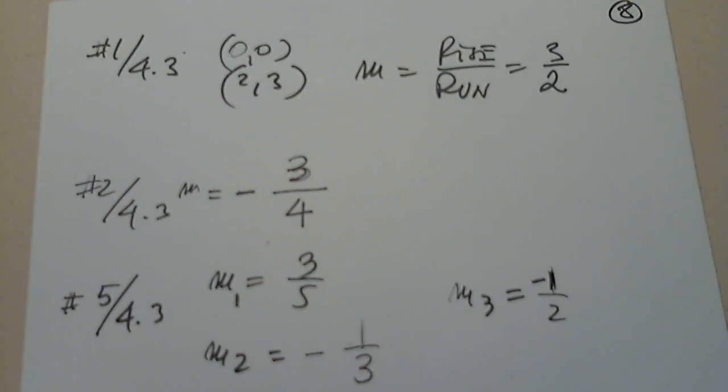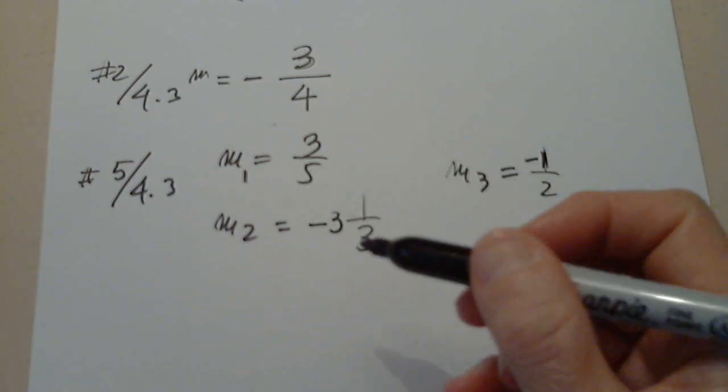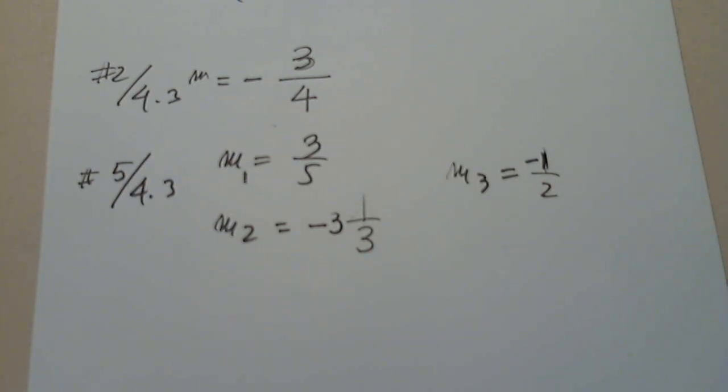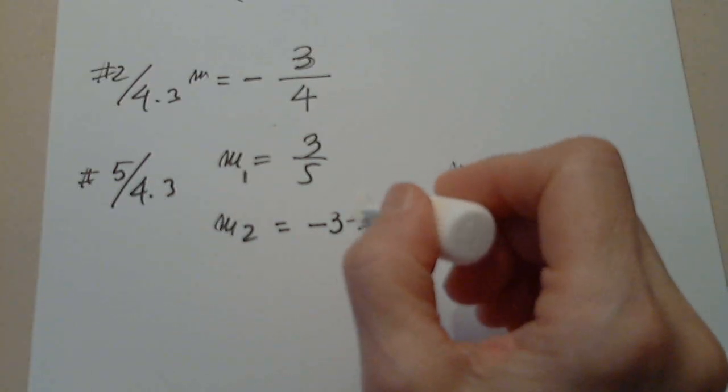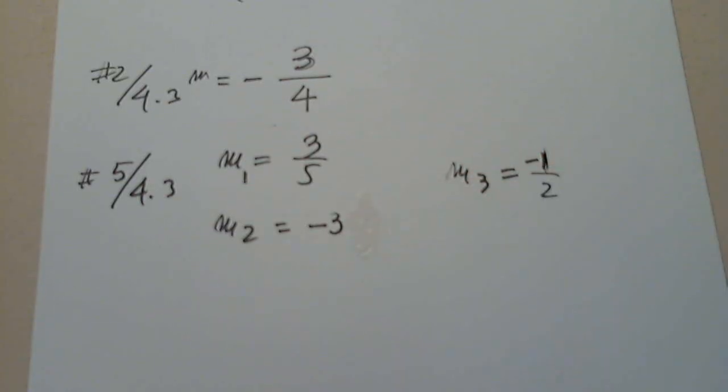Oh, I didn't mean to do that. I meant to change here, so careful. This is -3. So the rise was 3 and the run was 1. So it's not -1/3, but -3. Sorry about that. Good.